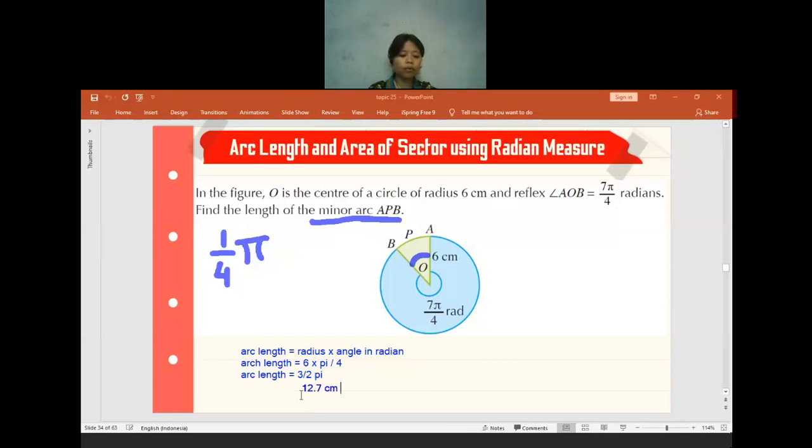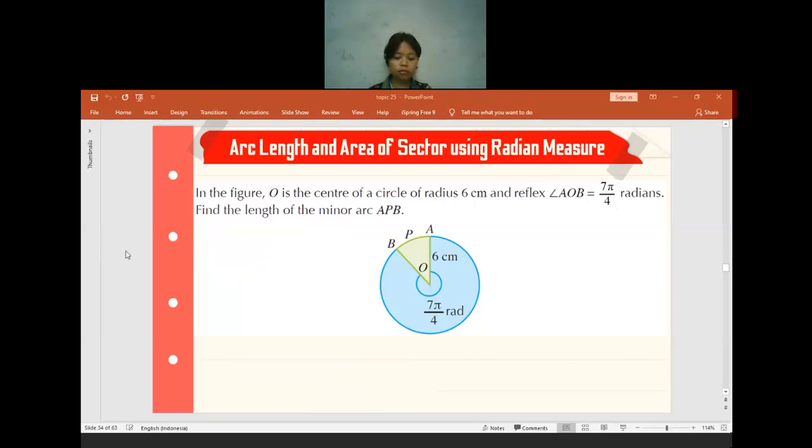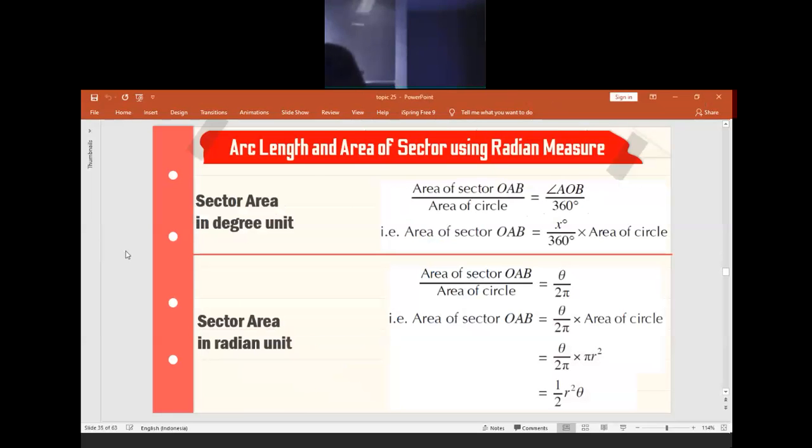Is there anyone who is confused, or do I still talk too fast? If no one is confused, let us discuss the sector area using the radian measure. I'll give you one number as the homework for today.